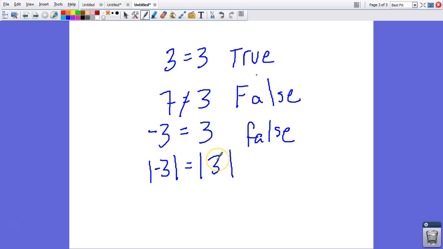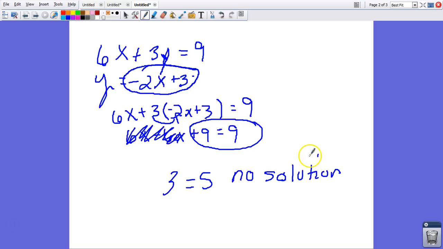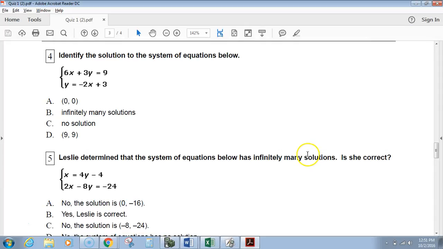That's a true statement because we're looking at the magnitude and not just the number there, but we'll save that for another time. My point is, if this is a true statement, okay, if this is a true statement, then you're going to have an infinite number of solutions. If you have a false statement, then you're going to have no solution. Okay. Ask me any questions about this if you need to.